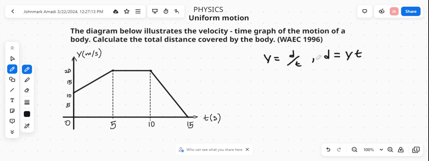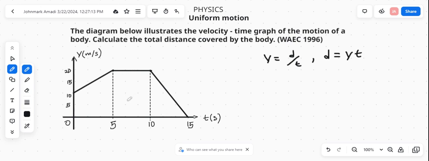So what am I driving at? What I'm trying to say is that the distance covered by the body is represented by the area of the shape formed by the graph. So the area under this graph will give you the total distance covered by the body. So now here is the task. How do we determine the area of this shape?